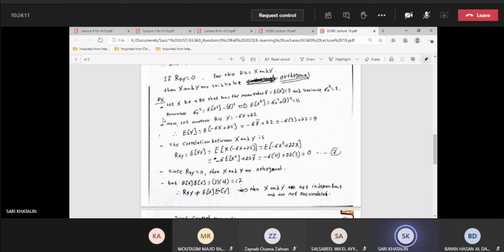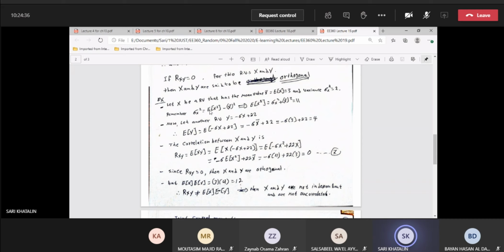Let's say we have x. It's a random variable that has the mean value equal to 3, and the variance of x is equal to 2. Then we can take the second moment of this one. So from there we can find the second moment.